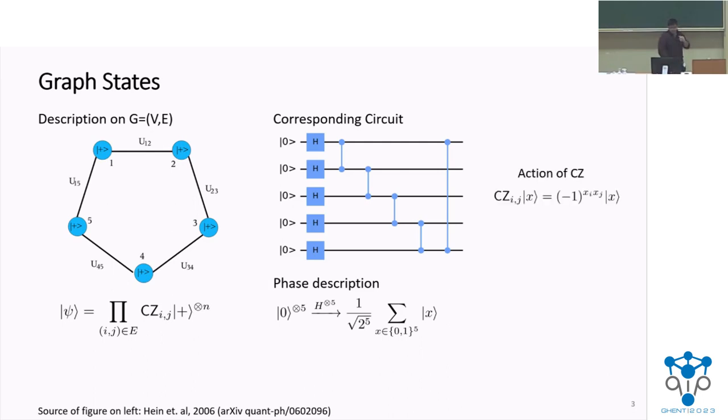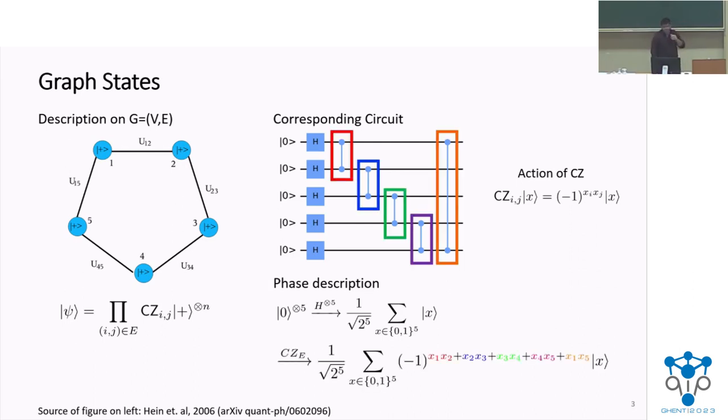If you look at the action of any controlled-Z on an n-bit binary string, it imparts a phase of (-1) to the power x_i x_j. So if we do a rundown of the entire circuit, we get this phase information, where now we have a bunch of quadratic monomial terms that correspond to the different gates that we had applied. So first off, you'll notice there's a monomial to gate correspondence.